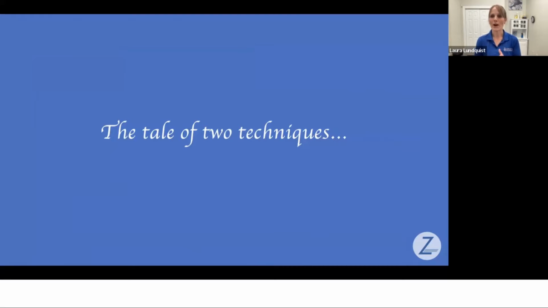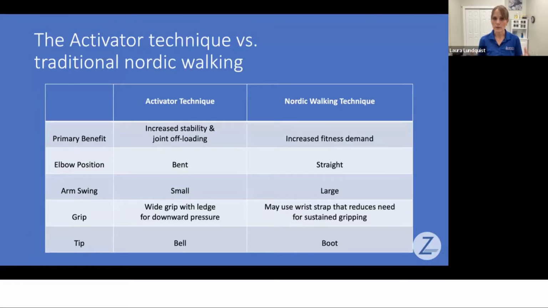Speaking of which, here we are at the tale of two techniques. So there is a difference between the Activator technique, which is what I'm going to talk primarily about today, and the Nordic walking technique. And I just want to show you this little table just to sort of wrap your mind around it for a moment. So in the Activator technique, we're really talking about a primary benefit of increasing stability and increasing comfort for people when they're walking. Whereas in the Nordic walking technique, we're really talking about increasing the fitness demand, but perhaps a little bit less about adding stability and joint offloading. Both techniques here are going to have crossover, but those are the primary benefits.